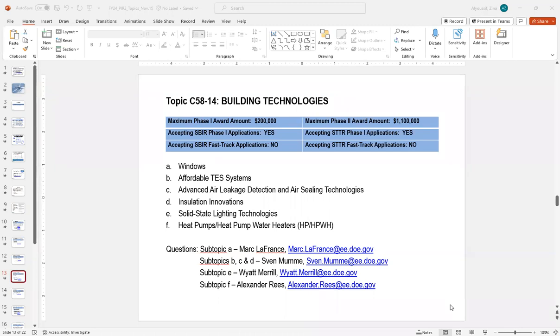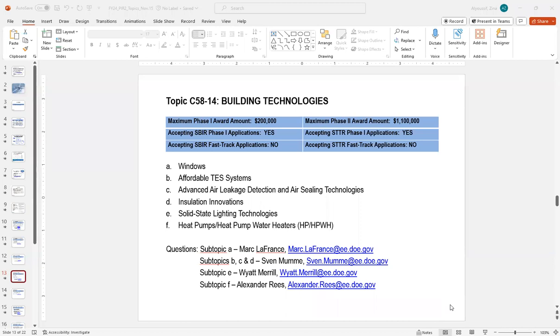For the advanced air leakage detection and air sealing technologies, some examples of innovations of interest are air leakage detection and measurement, and productivity tools to seal air leakage quickly and accurately. For the insulation innovations subtopic, some innovations of interest are low-cost insulation materials over R8 at $1 or less per square foot, very high R value, or innovations that help productivity, delivery mechanism, and quickly installing insulation systems.